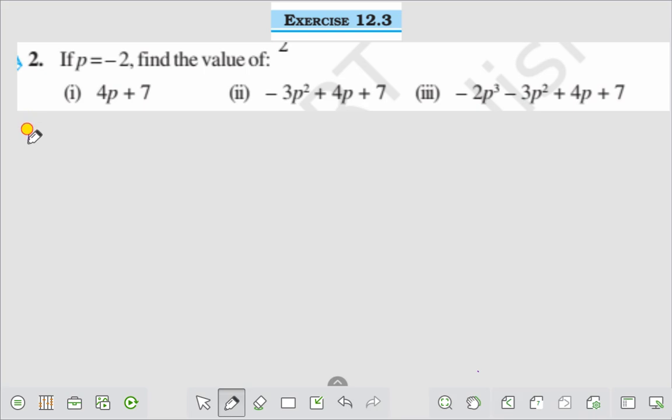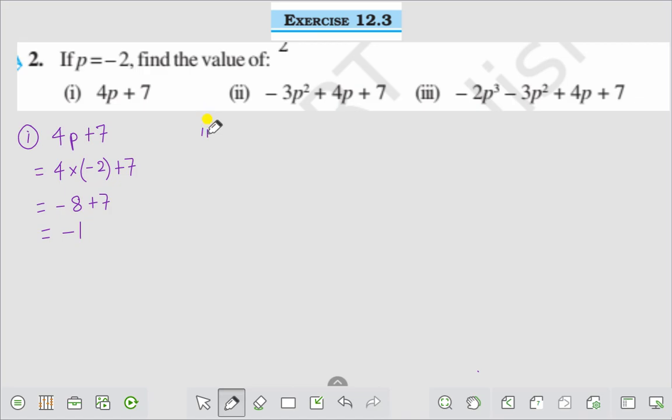Number 1. The expression is 4p plus 7. If we put the value of p as minus 2, then we are getting 4 into minus 2 plus 7. Therefore 4 into minus 2 is minus 8, plus 7, that comes to minus 1.